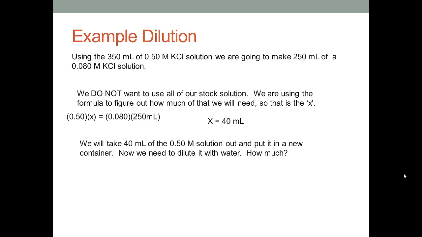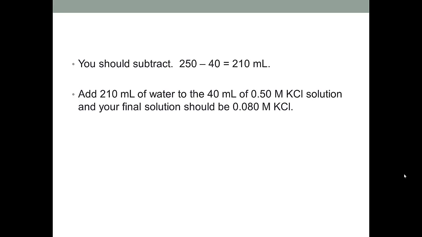You're then going to take that 40 milliliters of the stock solution out and put it into a new container. Now, to get it to 0.080 molar, we're going to have to dilute it with some amount of water. How much water are we going to need to add? We want a total of 250 milliliters, and we already have 40 of our stock solution, so you should subtract the 40 from the 250 to get 210. And you're going to add the 210 milliliters of your water to the 40 milliliters of your stock solution, and your final solution should have the concentration that you want.